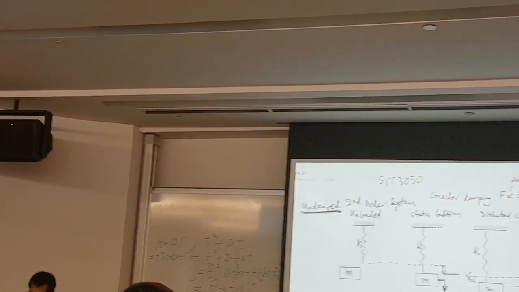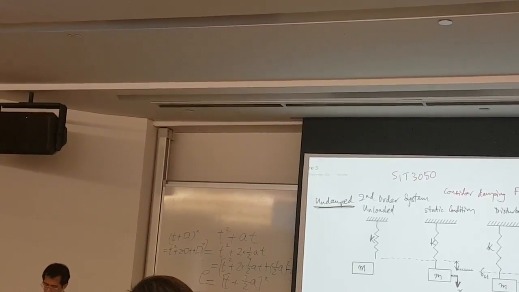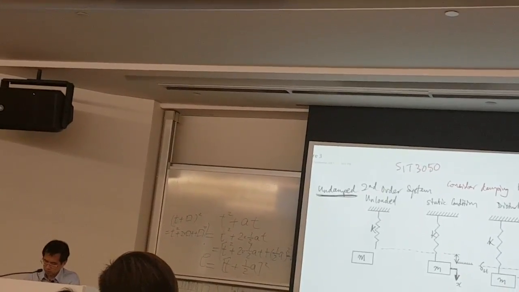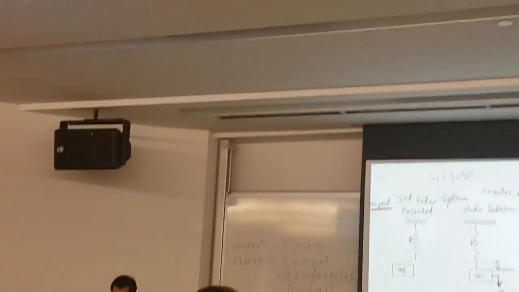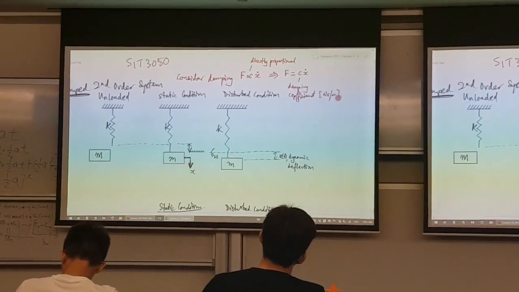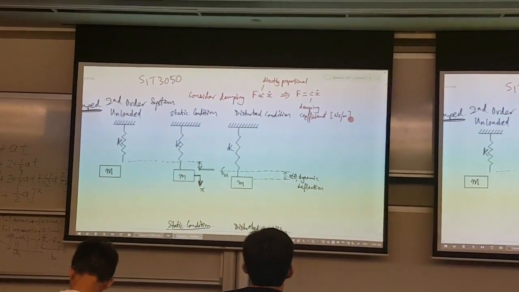So this C will be our damping coefficient. And if it's a linear coefficient, that means the units are newtons seconds per meter.